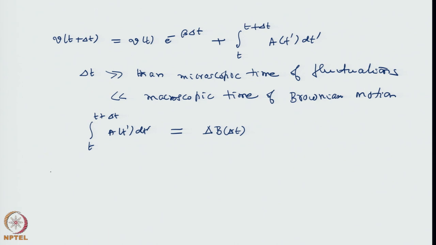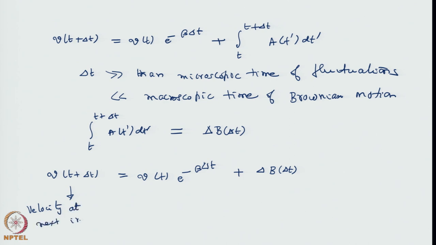Once we have that, the Langevin equation assumes a form which can be used for computing its instantaneous velocity at different times via this equation. So, this equation gives the velocity at the next instant in terms of the velocity at the previous instant.